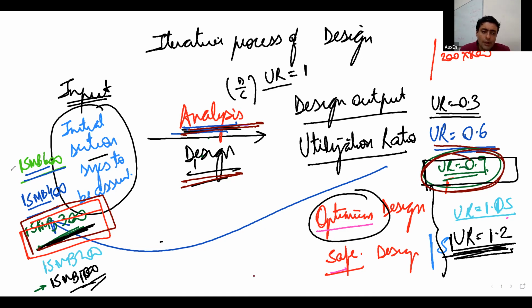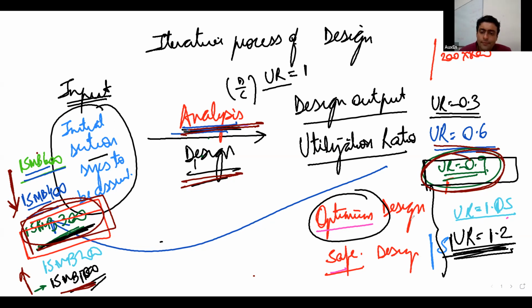In one direction, it may work in this way, that we have taken very large section sizes and we want to achieve an optimum solution. So we may reduce the sizes. In the other direction, it may work in this way, that we have taken very small sizes, which makes it unsafe. So we may have to do the iterations till we reach safety and optimization. Is it clear?